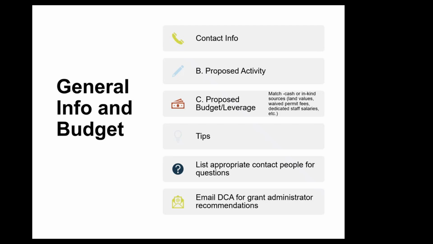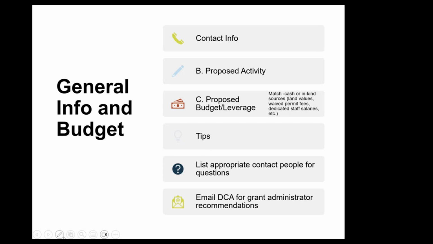So we're looking at your contact information, your proposed activity, if you're choosing new construction, owner occupied, or the set aside. How many homes do you project to either rehab or construct? Again, we're looking at your proposed budget and leverage. What are your sources of funding? Are you using land as your leverage? Are you using waived permit fees? All of these things can be added as leverage.